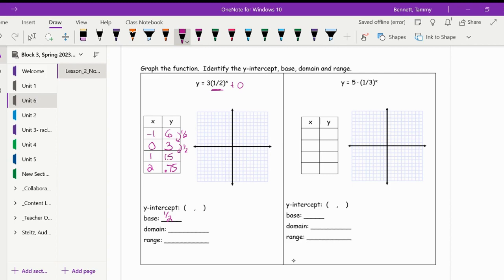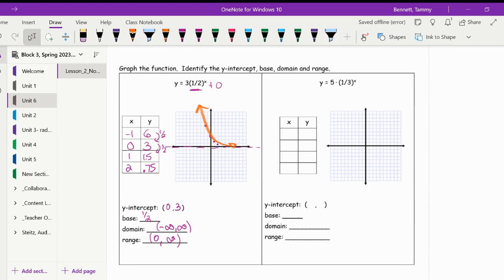All right, so back 1, up 6. 1, 2, 3, 4, 5, 6. 0, 3. 1 and 1.5. And 2 and 0.75. Again, the plus 0 at the end means my horizontal asymptote is at 0. So we can see this is exponential decay. My domain will be all real. My range will be 0 to infinity. And my y-intercept is 0, 3.